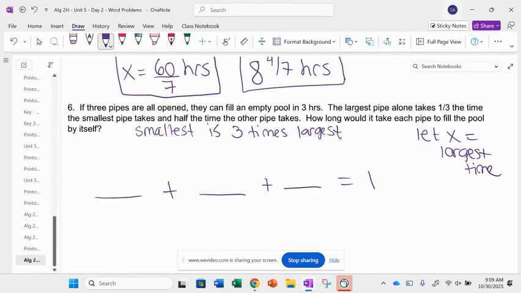So if 3 pipes are all open, they can empty a pool in 3 hours. Where is that 3 going? If 3 pipes are all open, they can fill an empty pool in 3 hours. Sorry, fill, yeah, all in the numerators. The largest pipe takes 1/3 the time of the smallest. So we said the largest, oh, sorry, we got to say what we're doing. So we'll do, you want to do small plus medium plus large?